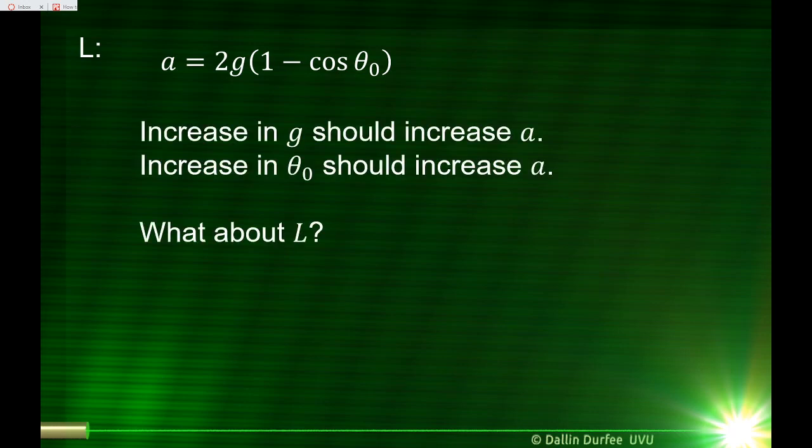Well, if I increase g, that should increase the acceleration, and that's what my equation says. If I increase theta naught, I go to a bigger angle, that should increase acceleration, and it does, just as I expect. My equation does not depend on L. Does that bother anyone? Well, it's not because we did it wrong, it really doesn't depend on L. So if you have a really long swing, you don't get any more acceleration than you would with a shorter swing going up to the same angle.